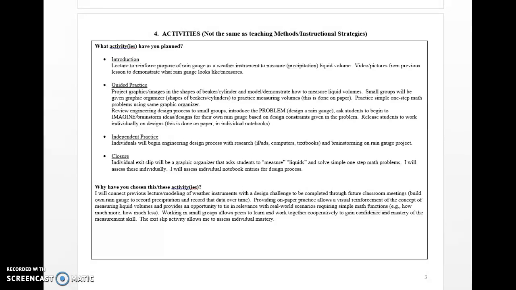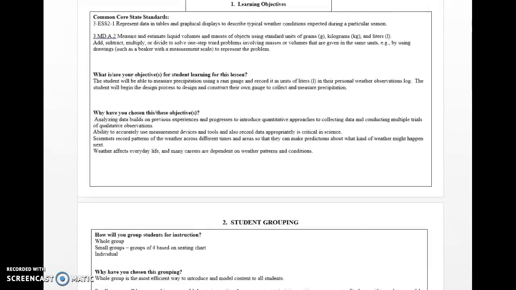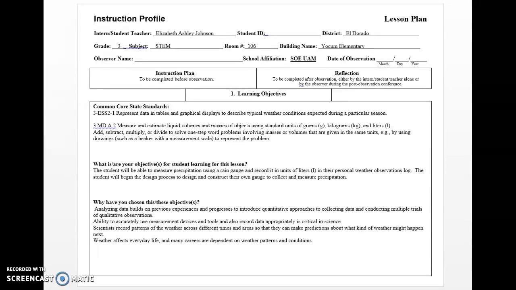So my activities for my lesson plan, where the objective was to be able to measure liquid precipitation, and here, let's look at our standards. The standard I was going to use is to represent data in tables, measure and estimate liquid volumes, and add, subtract, multiply one-step problems using volumes. The objective for this lesson was to measure precipitation using a rain gauge, record it in units of liters, and begin the design process to design and construct their own gauge.